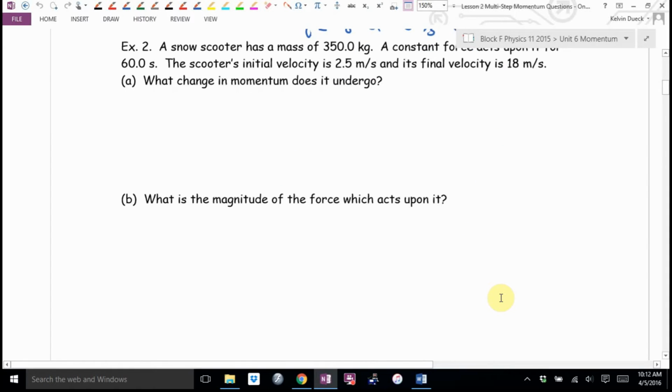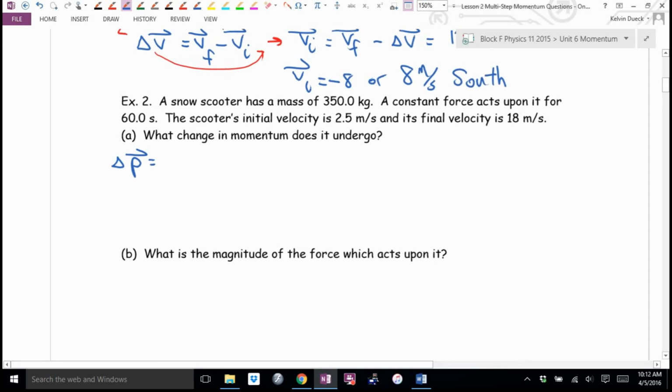Example 2. Courtney, what does A want me to find in example 2? Change in momentum tells me I'm going to write delta P. There's two ways to find change in momentum. One has a force and a time. One uses a final and an initial velocity. Which one am I going to use, Courtney, in this question? The final and the initial velocity. See it? Okay. The other way I know, what is B asking me to find?